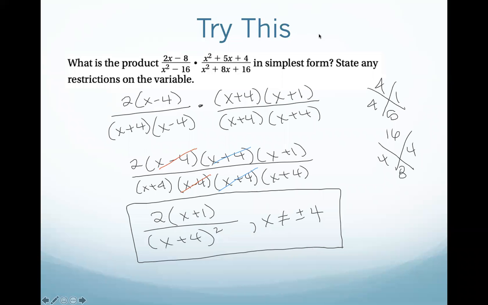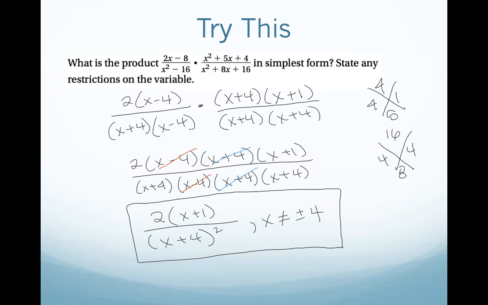Okay, so in our first fraction, we can factor the numerator. We can factor out a greatest common factor of 2. The denominator is a difference of squares. And then in our second fraction, we're just going to factor the trinomial using whatever method you want. Okay, we write it all into a single fraction and we can reduce.